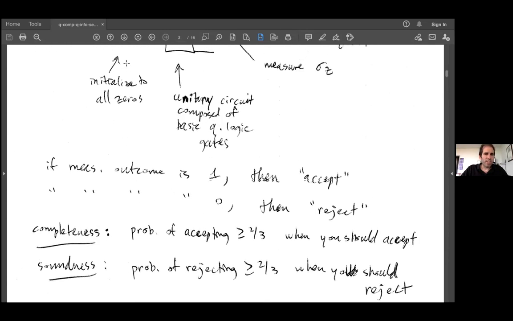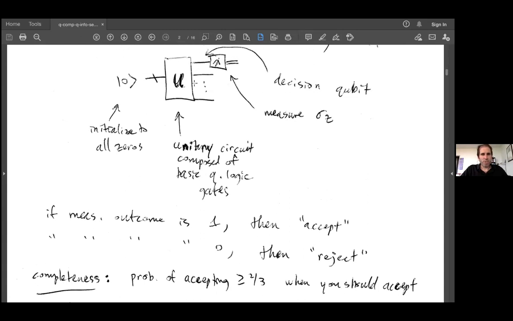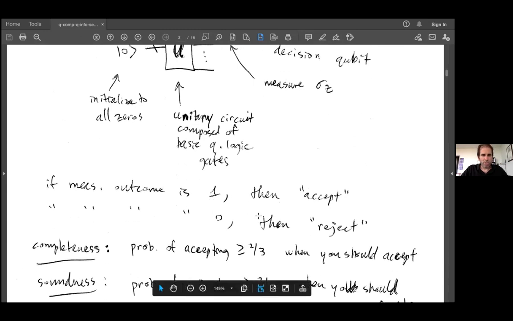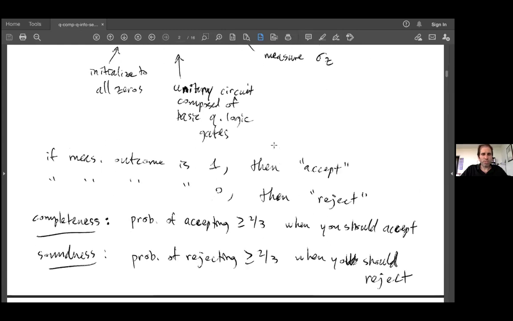Another thing I should say about these probabilistic conditions is that you can repeat the algorithm many times. If these threshold conditions indeed hold, then through this repetition, you can make the probability of accepting arbitrarily close to 1 when you should accept, and the probability of rejecting arbitrarily close to 1 when you should reject. Through repetition, it's like a form of error correction, and you can make the computation essentially deterministic for all practical purposes.